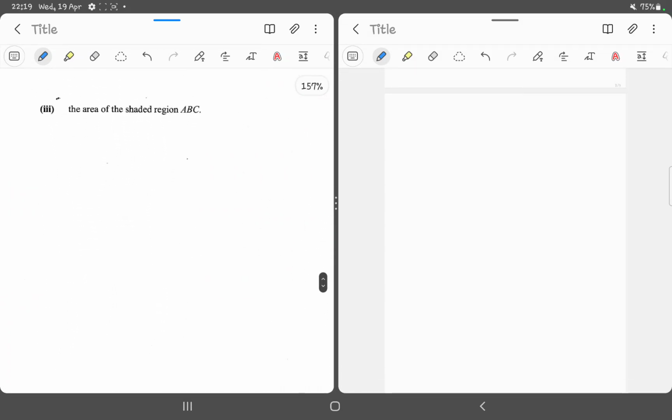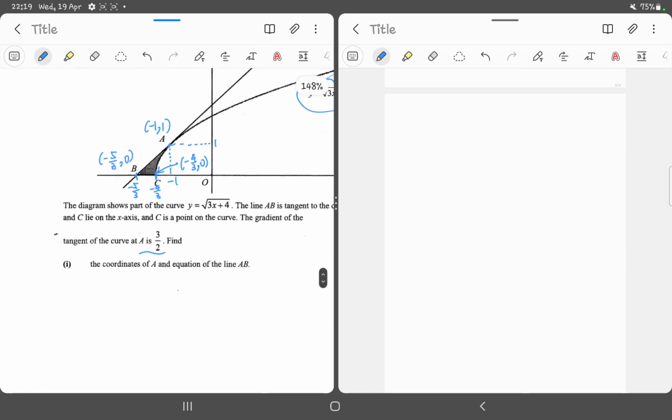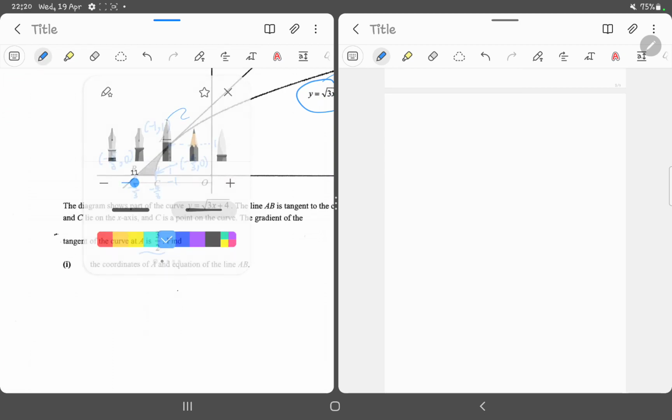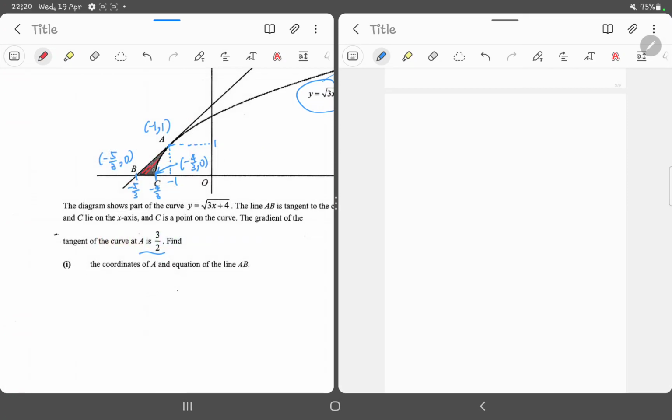Find the area of the shaded region ABC. Okay, so this shaded region ABC is what we are supposed to find. So think about it this way, right? We can actually find this area over here. So let me shade it in a different color. So this area over here is actually a right angle triangle, right? Think about it. So the distance here is actually 1, right?